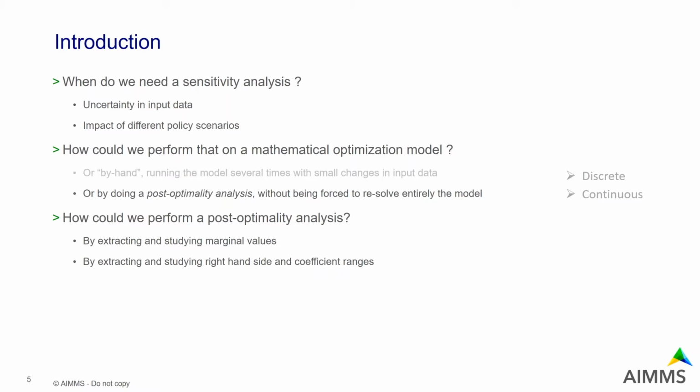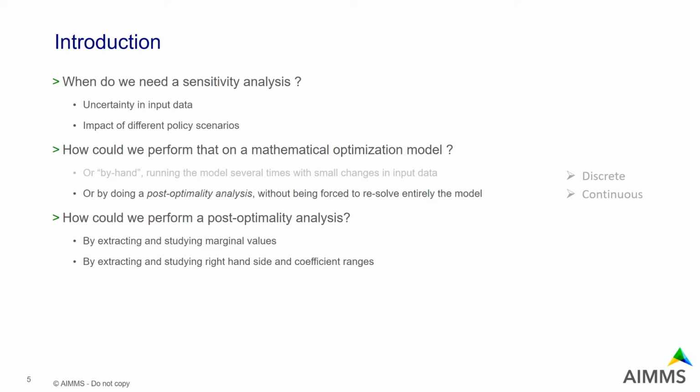The second reason is the impact of different policy scenarios that you could have on your model. So how could we perform that on a mathematical optimization model? Well, there is a discrete way of doing it, which is doing it by hand, which means running the model several times with small changes in the input data, for example, but without any idea on how your model is progressing through the constraints. This is difficult to run those kinds of analysis and be sure about the output of a change in input data.